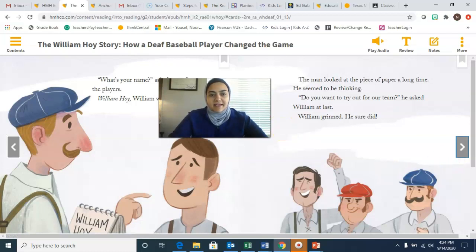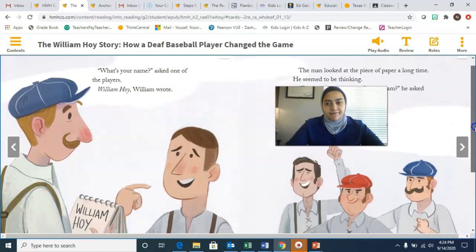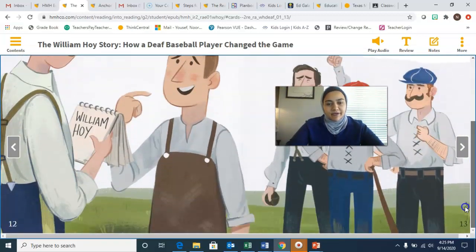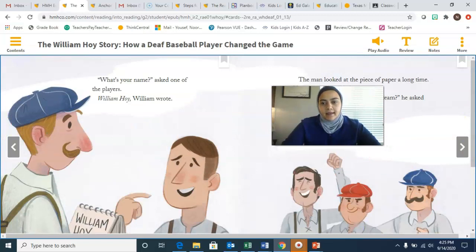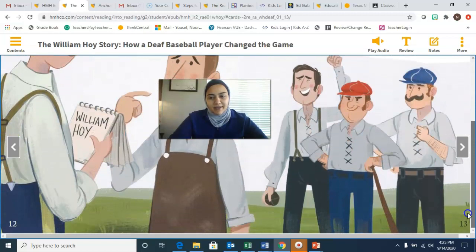"What's your name?" asked one of the players. "William Hoy," William wrote. So did William speak? Nope, he wrote it down so they could understand him. The man looked at the piece of paper a long time. He seemed to be thinking. "Do you want to try out for our team?" he asked. William grinned. He sure did. He's like, oh yeah.